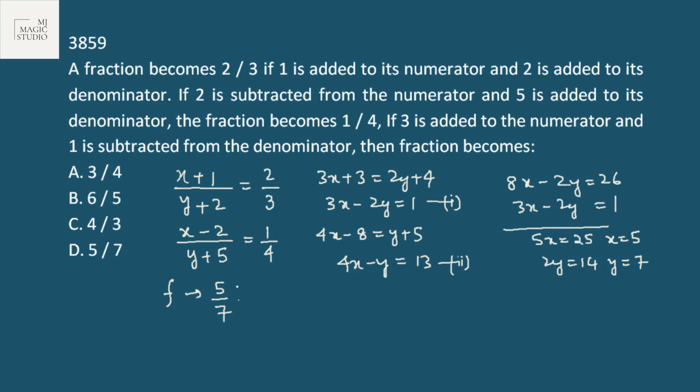Now, what is the question? If 3 is added to the numerator and 1 is subtracted from the denominator, the fraction will become how much? 8 by 6. That is 4 by 3. We have this in option C.